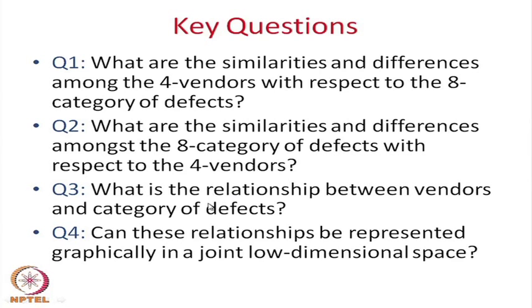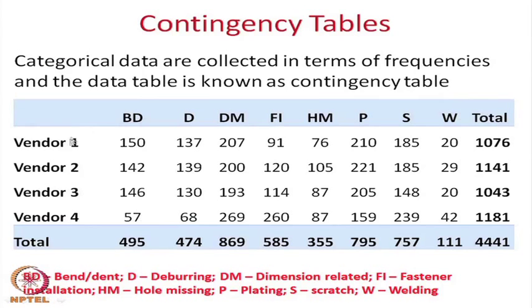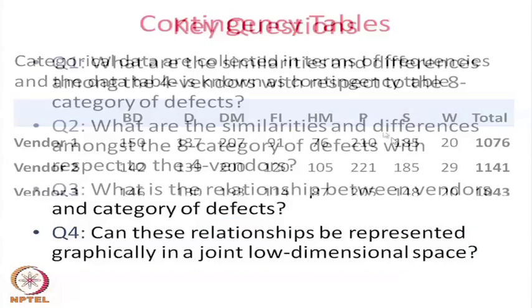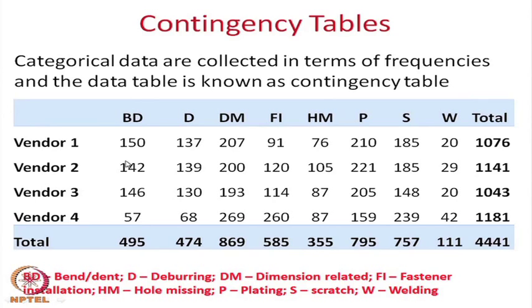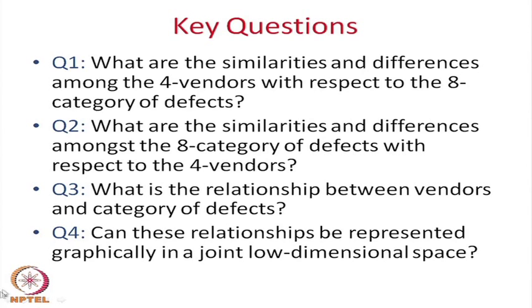Now, obviously, the third question is, what is the relationship between the vendor and the category of defect? These are the vendors and this is the category of defect. So, when I talk about the first one, what are the similarities and differences among the 4 vendors with respect to 8 categories of defects, it is similar to the main effects of vendor. The second one is similar to the main effects of categories of defect, but the third question is talking about the interactions between vendor and defects, and that interaction we are considering here. Okay. Now, the fourth one: can this relationship be represented graphically in a joint low dimensional space? Because you have seen that if we consider 8 categories of defects, and we measure vendor 1 to vendor 4, then a particular vendor has 8 coordinates, meaning an 8 dimensional issue.